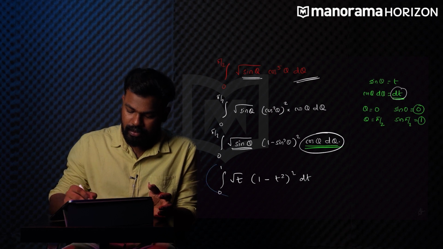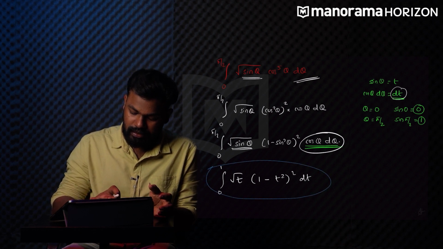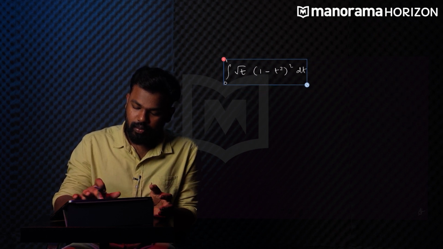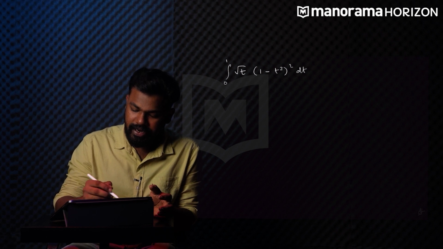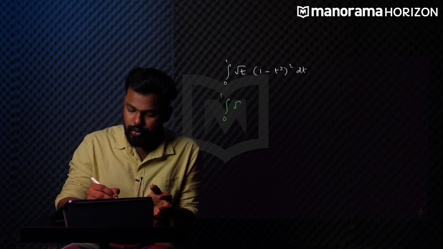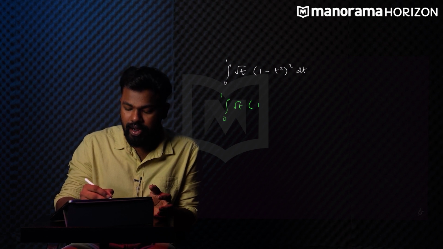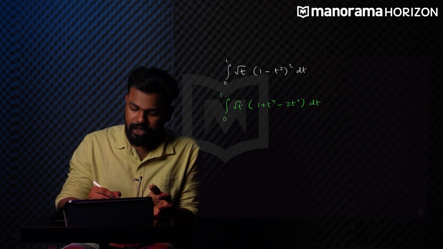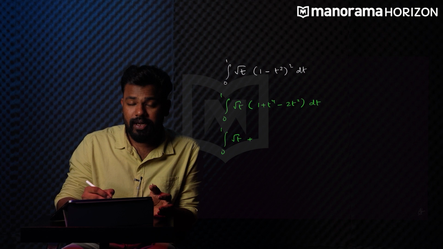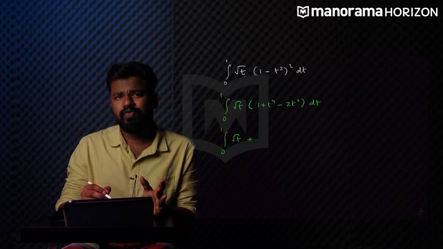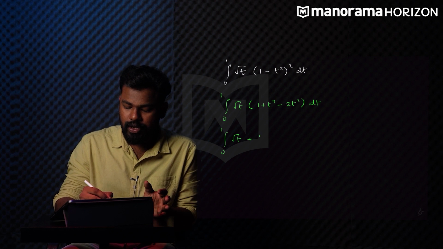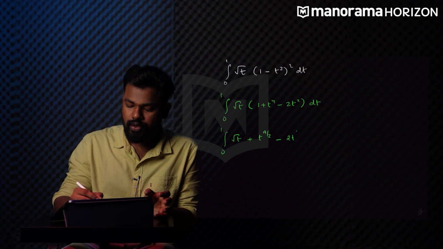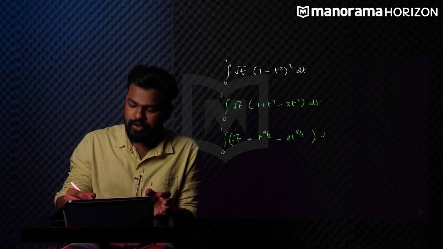So I'm taking this, and if I expand, what will I get? When I expand this one, I will get the integral from 0 to 1 of root t into what is 1 minus t square the whole square? It is 1 plus t raised to 4 minus 2t square dt. And again you multiply that inside, you will get root t plus root t into t raised to 4, which is t raised to 4 plus 1 by 2, that is t raised to 9 by 2. So t raised to 9 by 2 minus 2t square into root t gives 2t raised to 5 by 2 dt. So this is what you get.